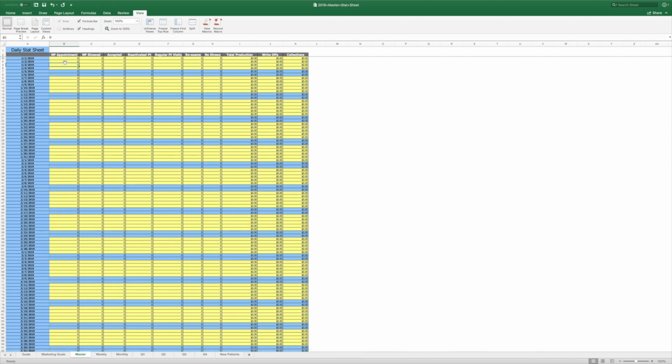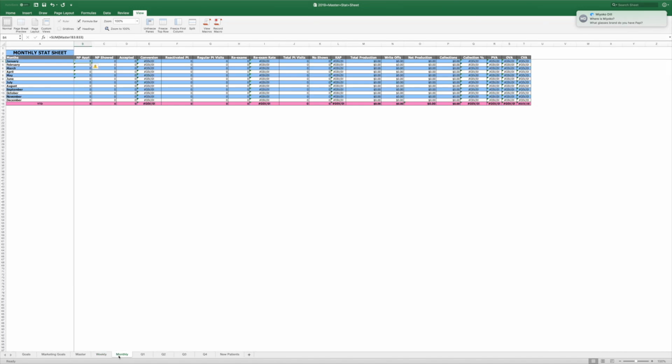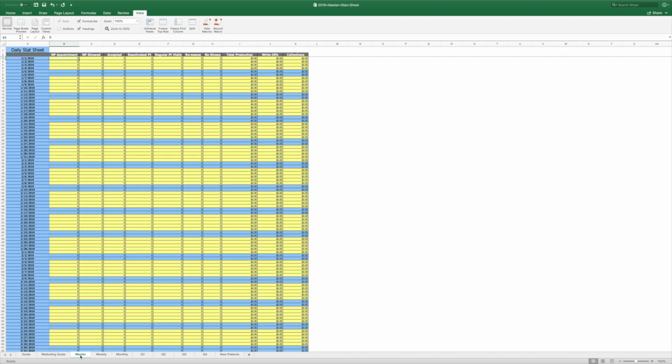So the blue can be filled out. This is where you're going to fill out your data per day. And by doing this, it will populate your weekly tab and it will populate your monthly tab for you. You never have to touch your weekly or monthly tab. You only have to touch the master stat sheet and then everything else will be filled out. So I'm just going to go over what these columns are and you can figure out how to input them.